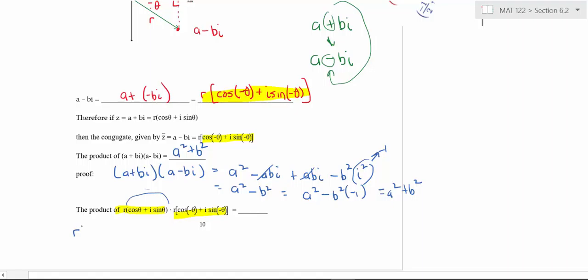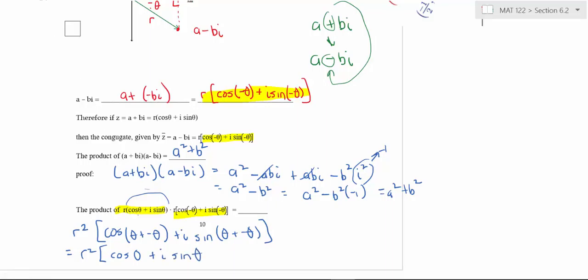If you do this multiplication, you multiply r times r, which really gives you r squared. Then remember, we do the cosine of the sum of those angles. So we're going to do theta plus negative theta, plus i times the sine of theta plus negative theta. I'm applying what we just learned previously as how to multiply complex numbers in the trigonometric form. So this is going to give r squared times the cosine of 0 plus i times the sine of 0. Not theta, 0.